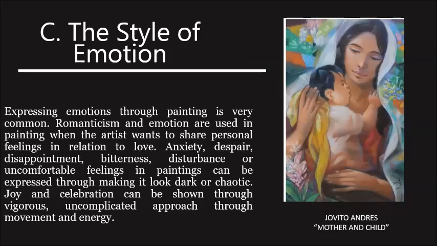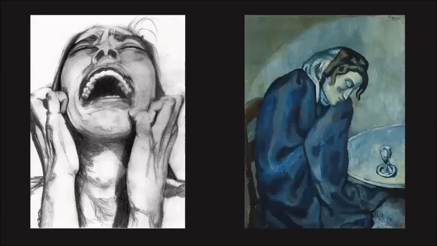So if you can notice, in terms of this style, they are using emotion. Just like on our example, Jovito Andres, the mother and the child. On this type of painting, it is the love of the mother for her child and the love of the child for his mother that they are trying to tell us in terms of emotion. Okay? So it could also be about anxiety, despair, disappointment, or even bitterness, just like on the next example. All of these are what we call the style of emotion. What matters here is not the accuracy or the measured expression of order, but the communication of emotion, which takes precedence over everything else. So we call it the style of emotion.